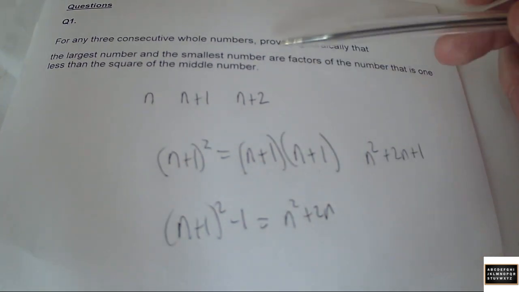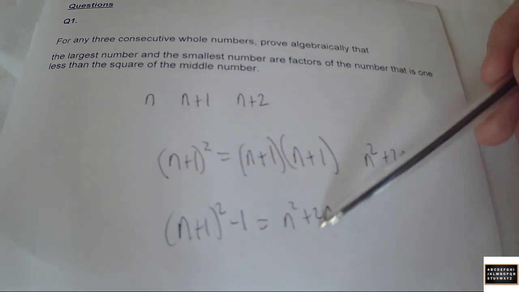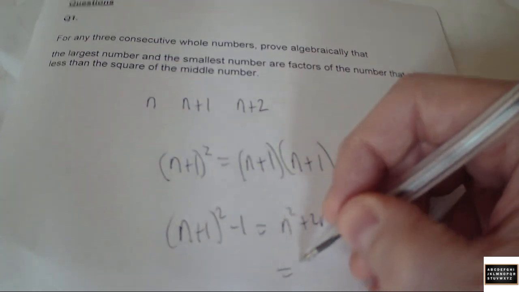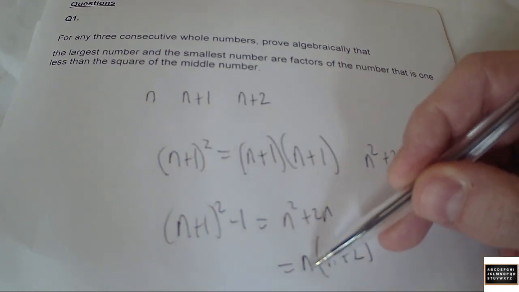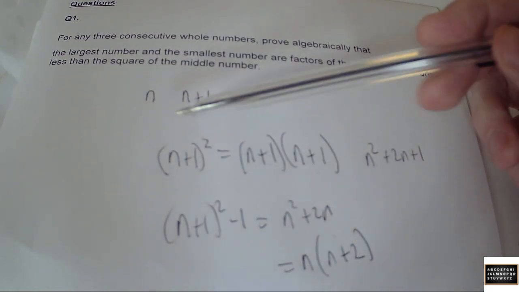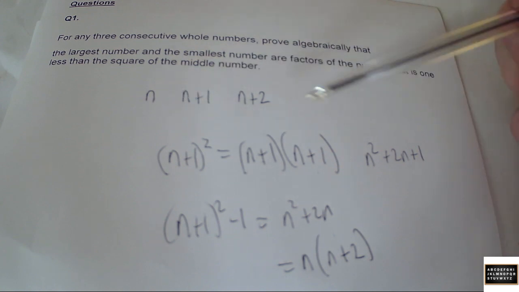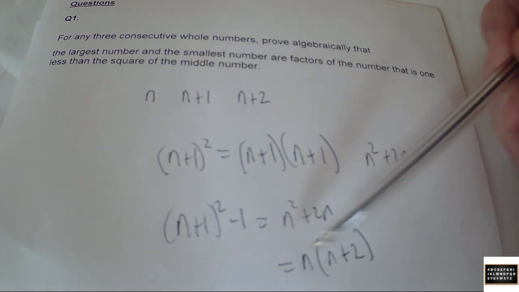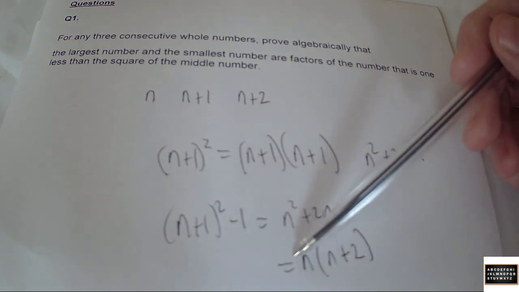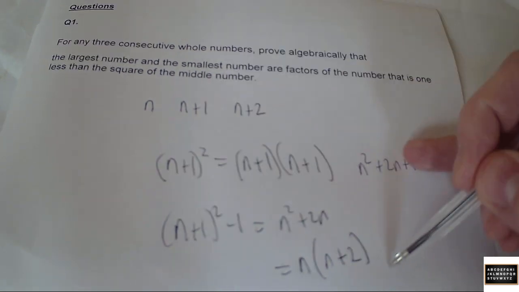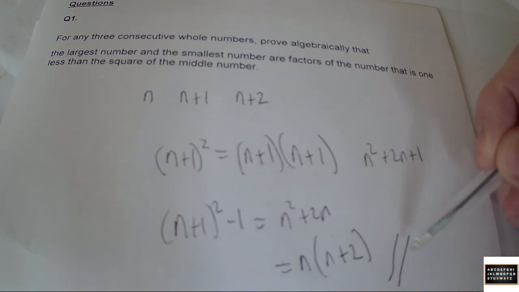Now, it's saying prove that the smallest number and the largest number are factors. If we factorise this, take out n as a common factor, you can see that you're going to have n and n plus 2, and lo and behold, that is my first number and my last number. So n and n plus 2, my first number and my last number. So that has shown that my factors are n and n plus 2. So we're going to put the 2 lines to show as proved.